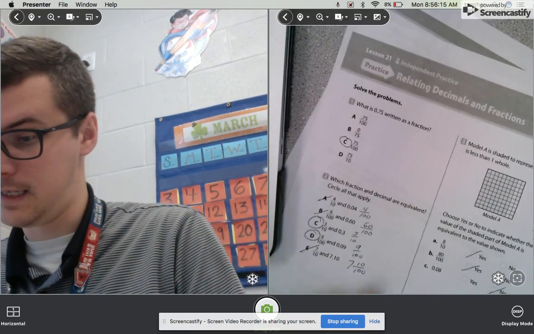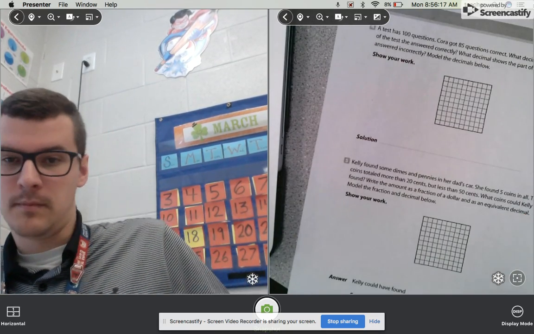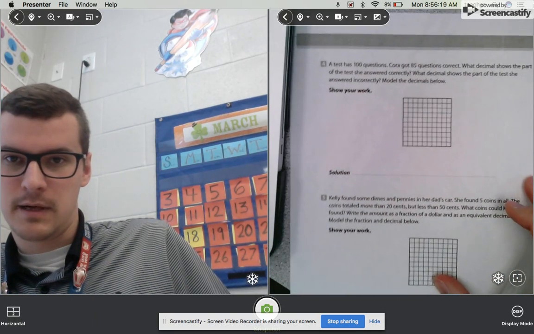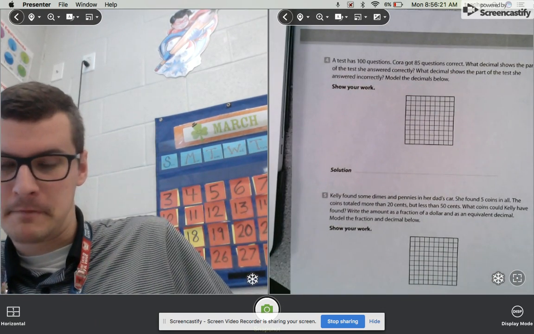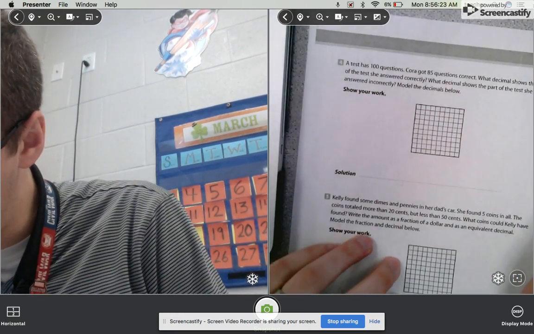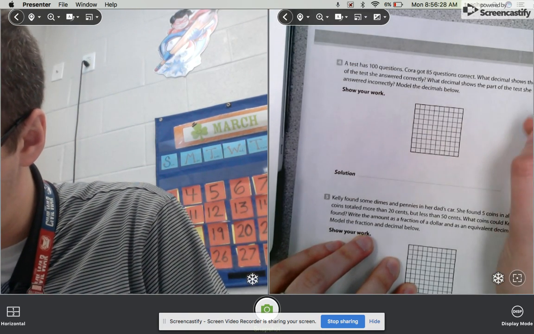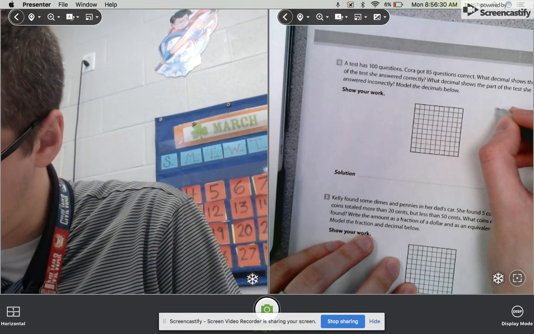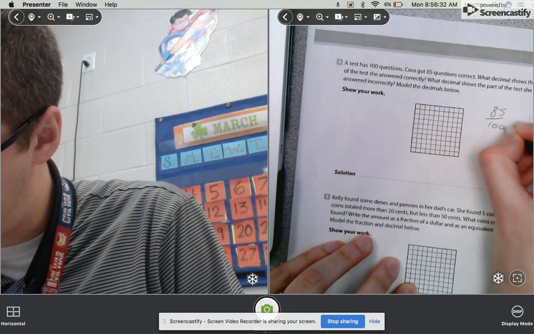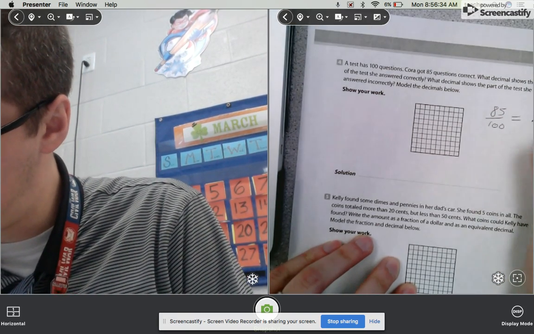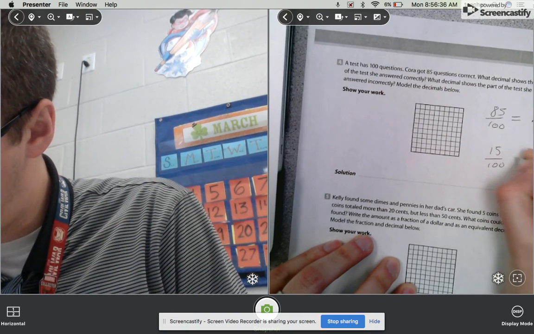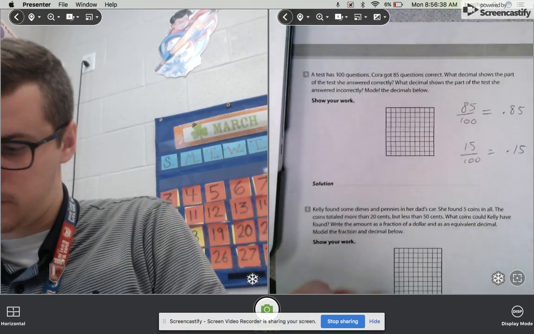I have 30 seconds. All right. Pause here, and I'm going to try to knock out whichever one I can. Okay. Test is 100 questions. Cora got 85. What decimal shows the part she answered correctly? So correctly would be 85 over 100, which would be equal to 0.85. And 15 over 100 would be the part she got incorrect, which would be 0.15.